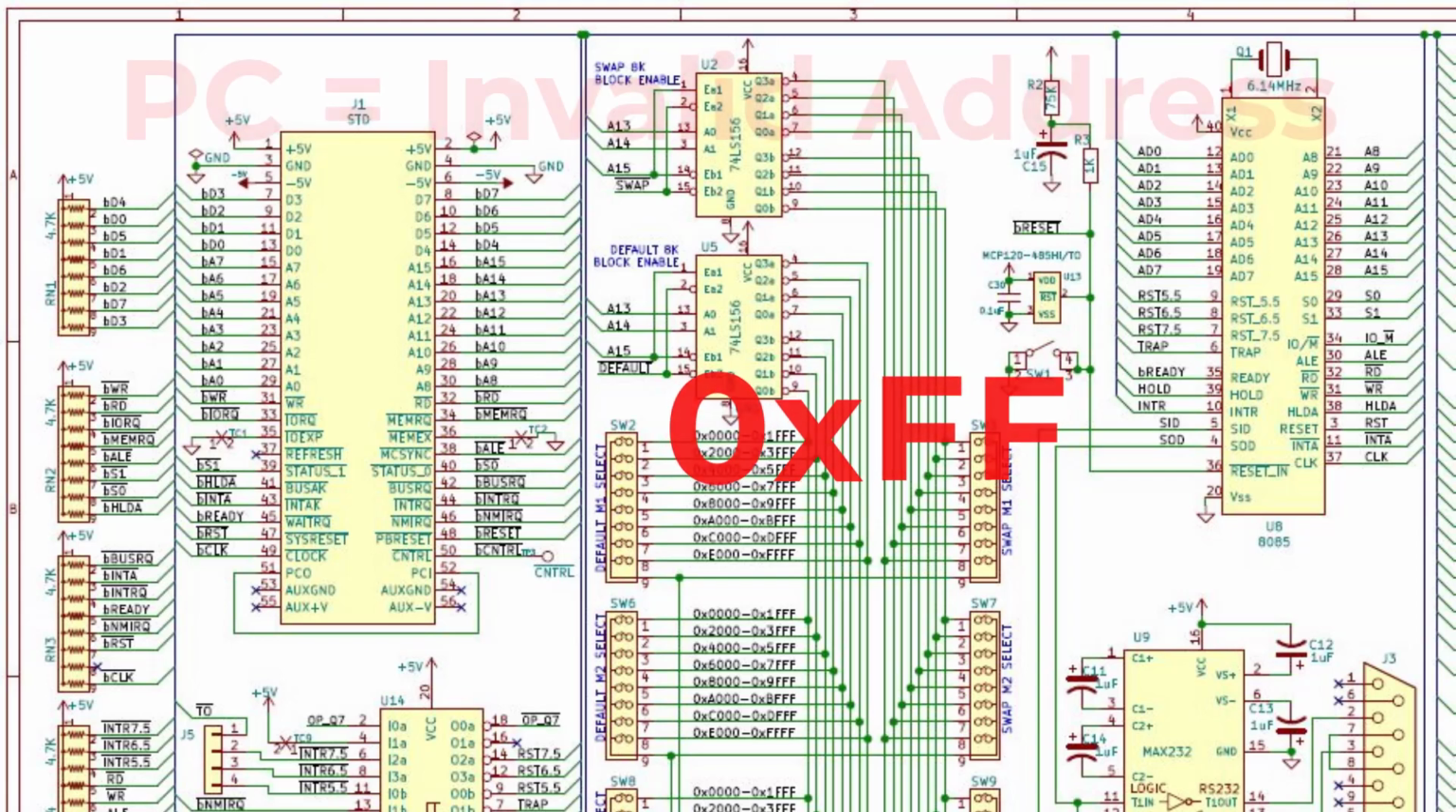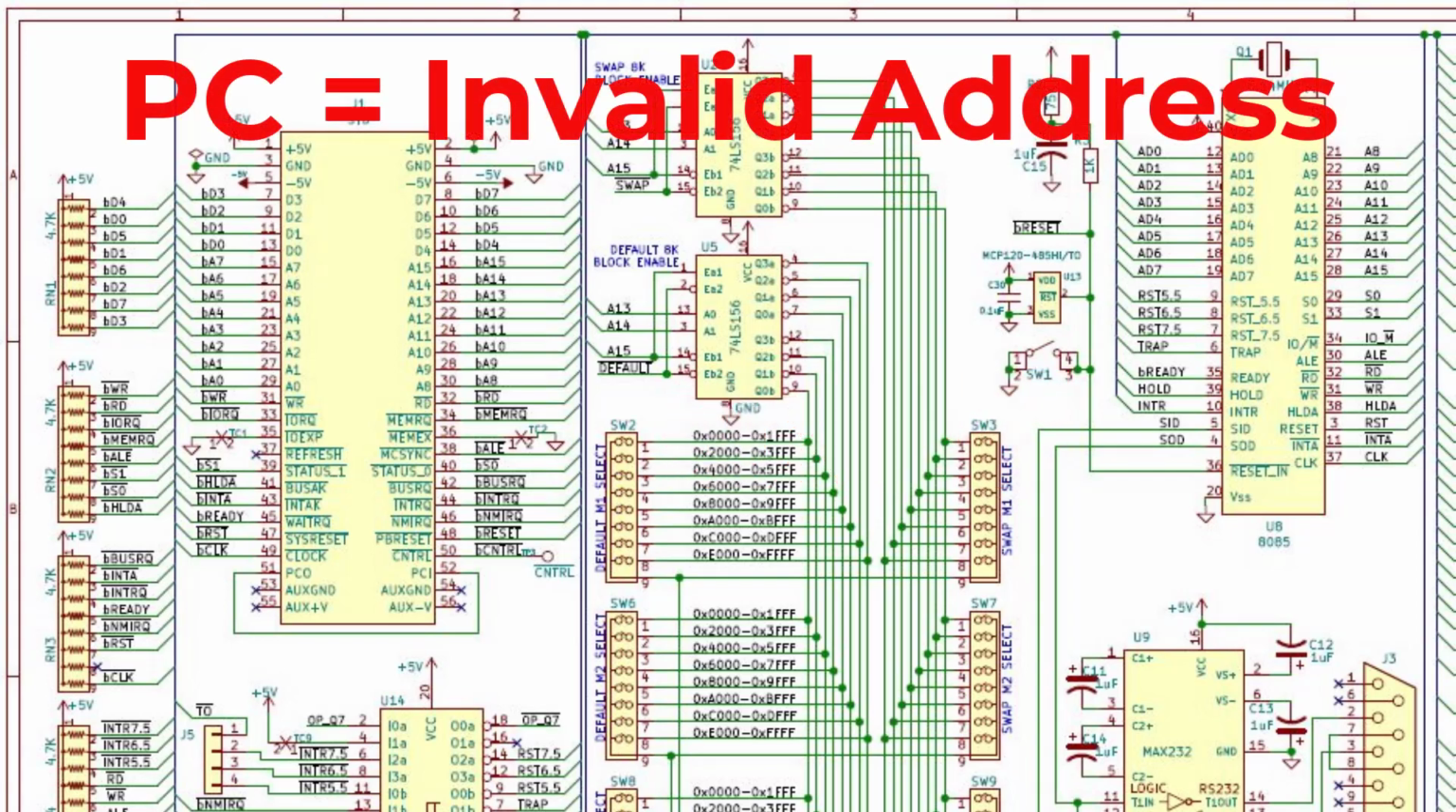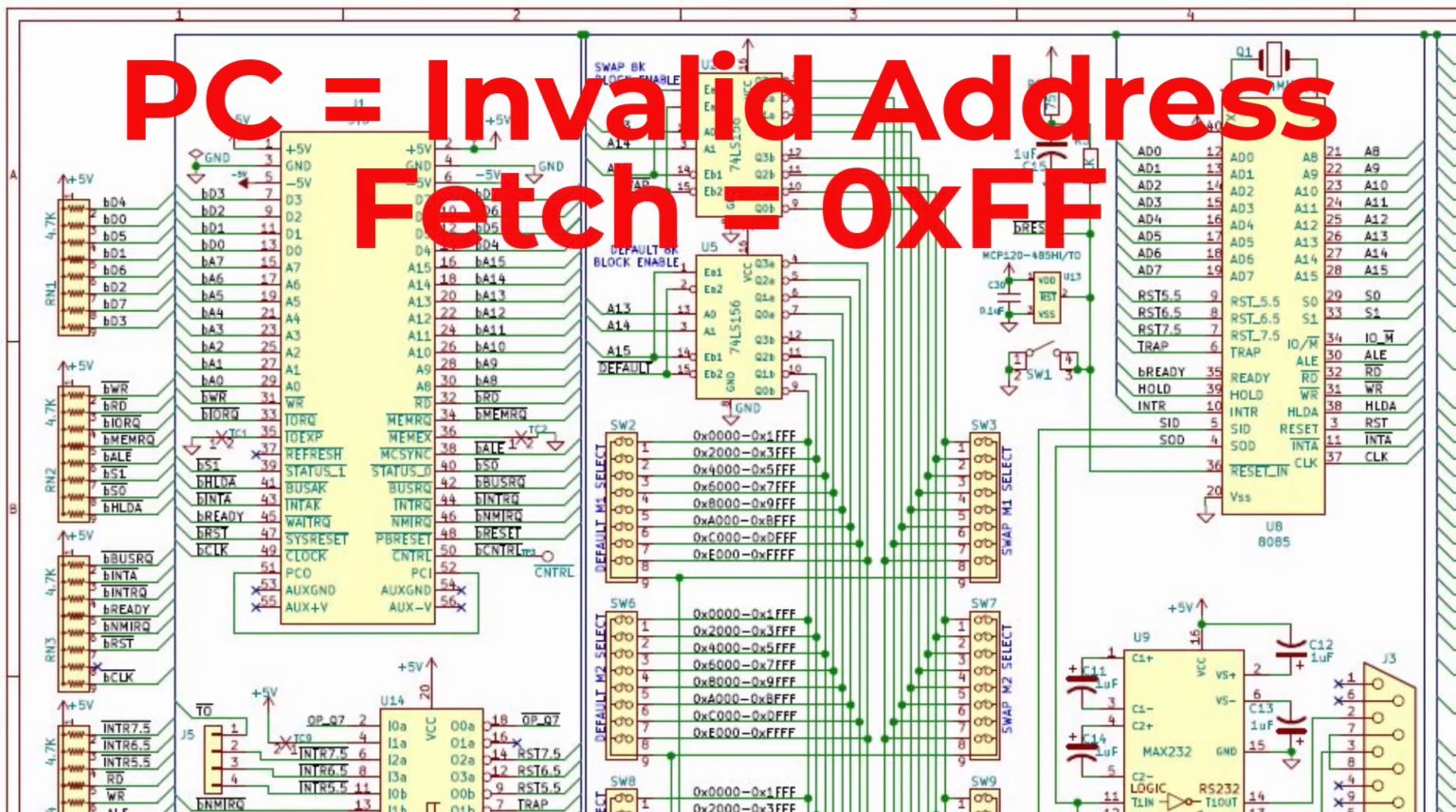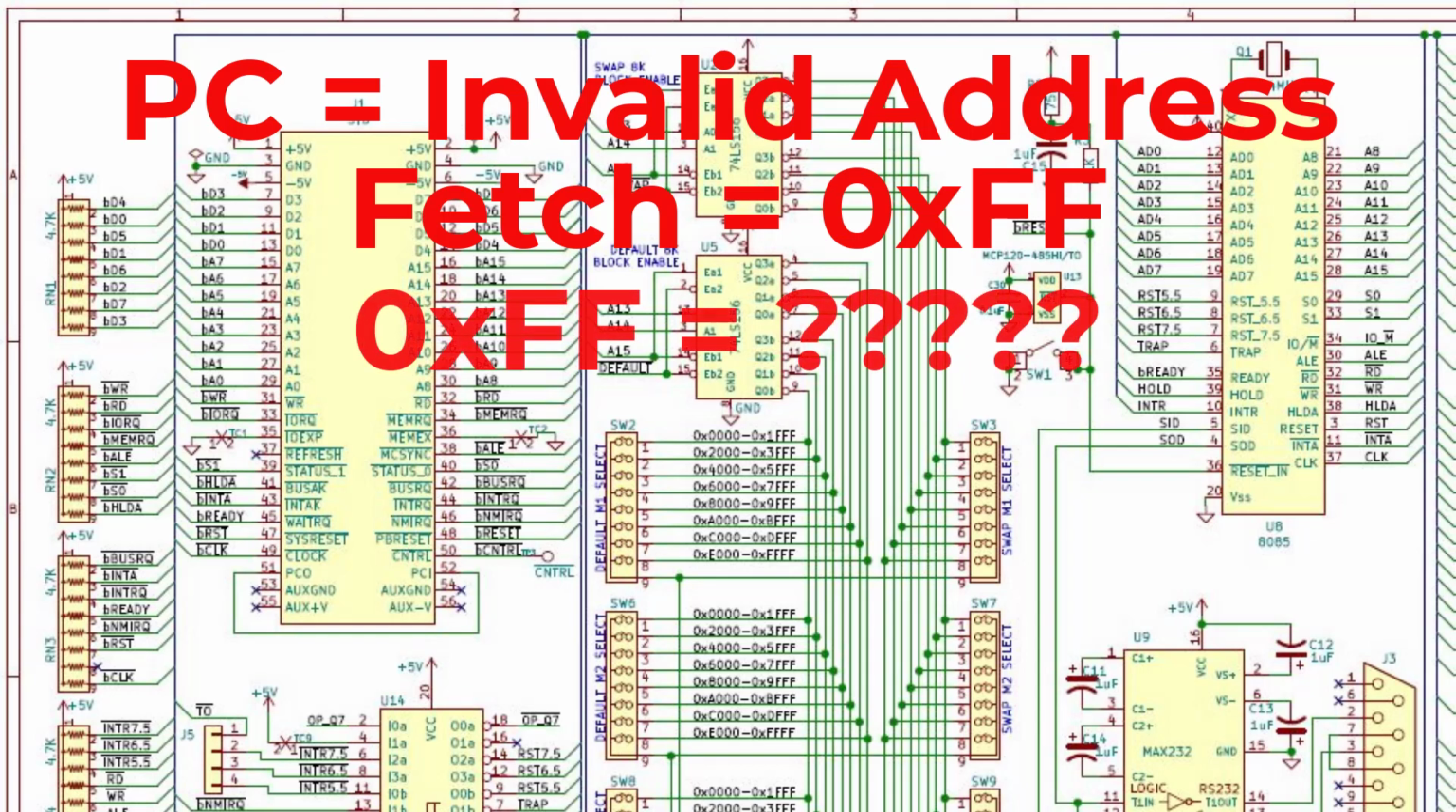So in our memory swap situation, when the processor is looking to fetch an opcode after our out instruction that's flipped the memory, and if it pulls from empty space, it will get an FF, which it will interpret as an instruction. So what will the 8085 do when it retrieves machine instruction FF?